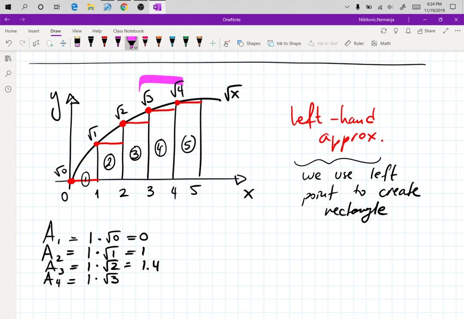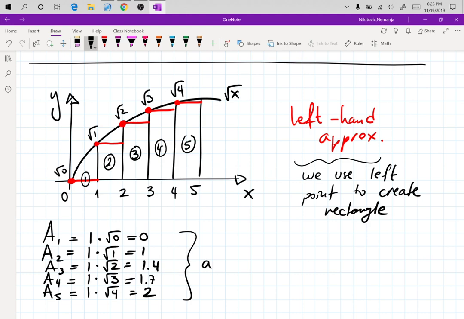Guys, if I isolate the fourth rectangle here, you observe that its height is at root 3, because I computed the function at 3. My function is square root of x. So if x is 3, then the height would be at root 3. And then the final rectangle here, rectangle 5, area of the fifth rectangle is 1 times root 4. Oops, I didn't compute this one at 1.7 and this one at 2.